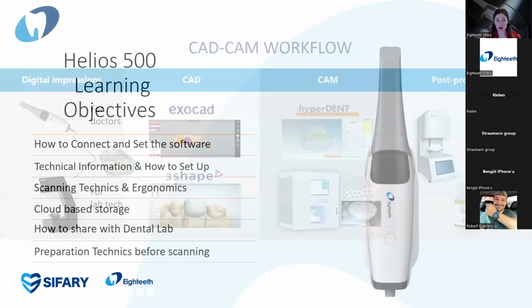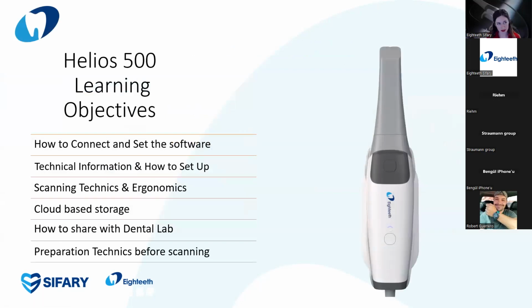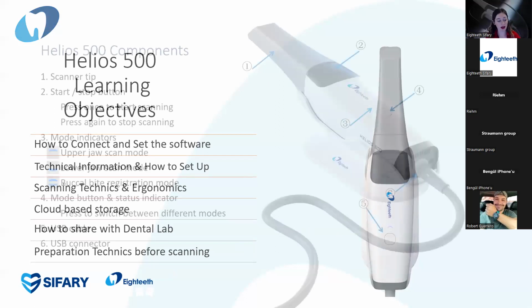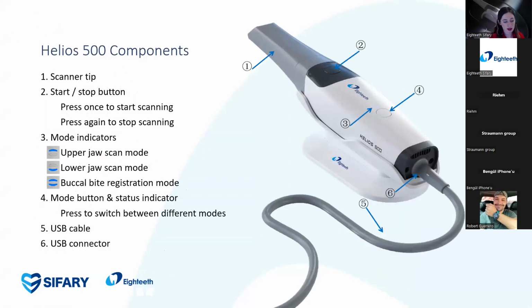So let's go through our device intro, the scanner Helios 500. Learning objectives: how to connect and set up the software for the doctor, technical information, scanning techniques, cloud-based storage, how to reach there and how to use it, how to share with the dental laboratory, and preparation techniques before scanning. It needs to be done by the doctor, by the way. So I'm going to start basically with hardware features. As you see, there is also one next to my hand.